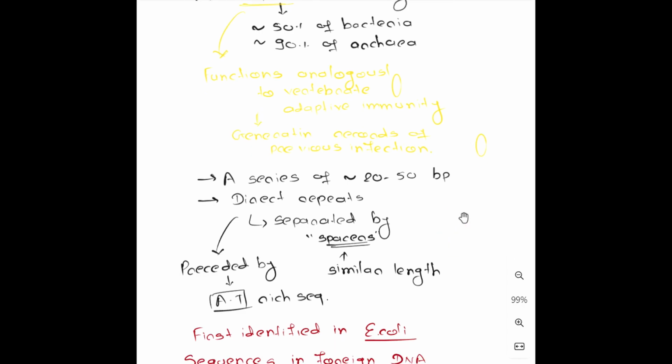Unlike any other type of cellular immunity, which provides a generalized protection against any infection, this CRISPR immunity functions similarly to vertebrate adaptive immunity by generating records of previous infection to elicit a rapid response upon reinfection.